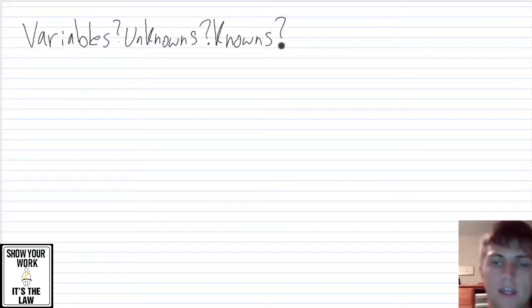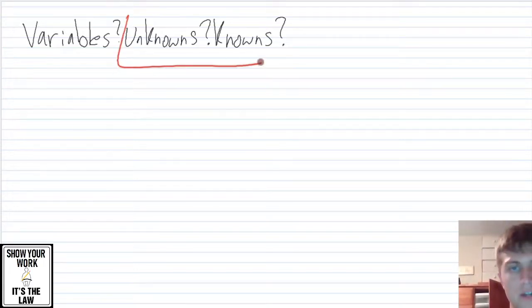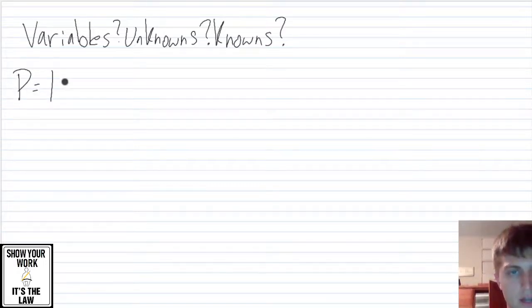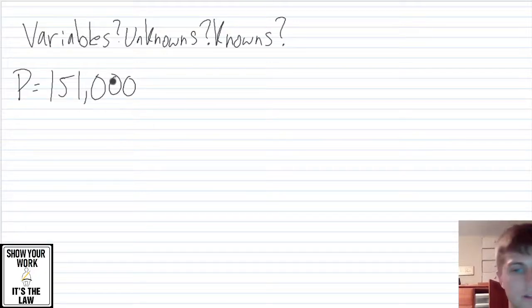But first of all, let's figure out our variables. What are our unknowns? And even what are our knowns? Because those are also useful. So it's always good to just start with what's unknown and what's known. So what do we know? The most they want to pay is $151,000. That's fine. Just write down sentences. Just write down stuff you know. That's the best way to do it.